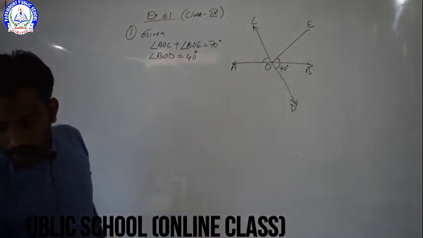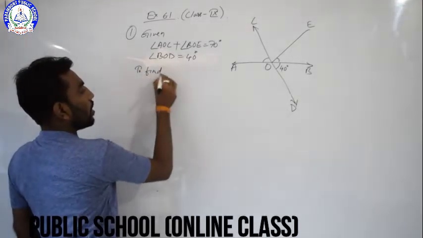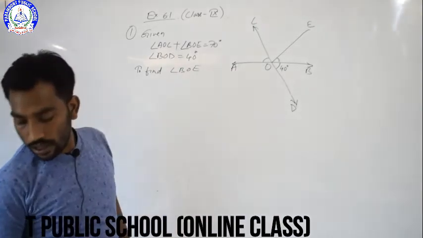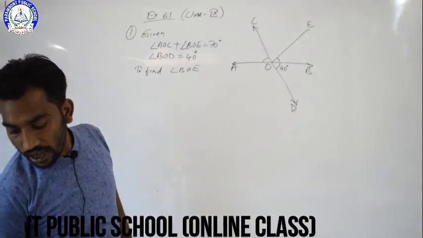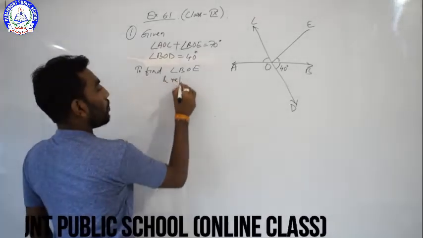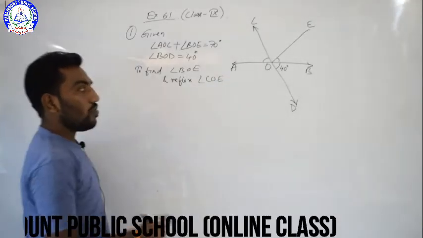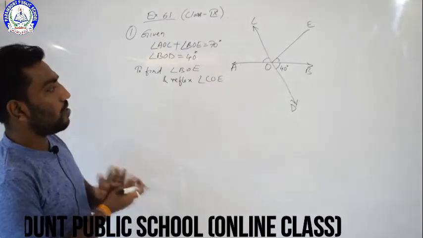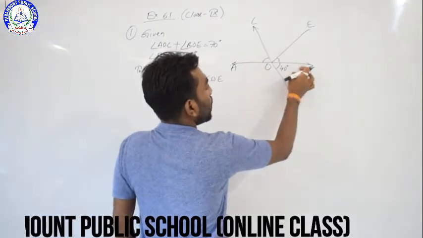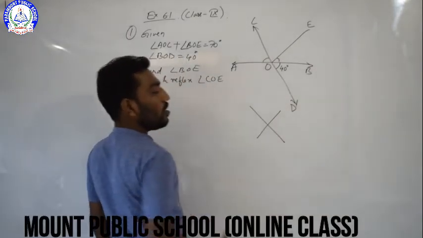Find angle BOE. What we have to find? We have to find angle BOE and reflex angle COE. So student, let us go with the solution. You can see AB and CD are the two lines.